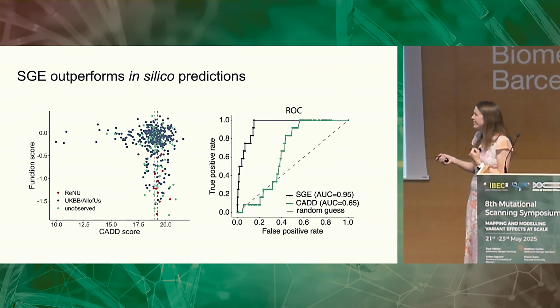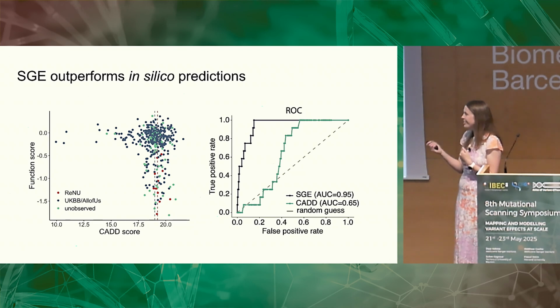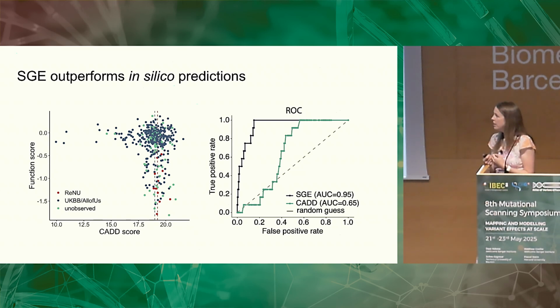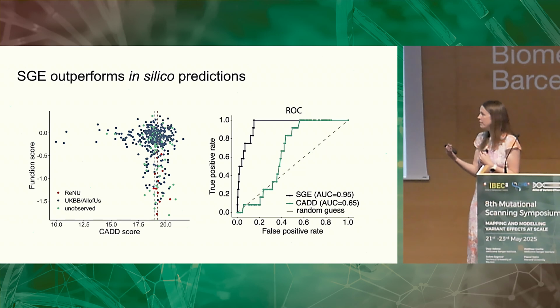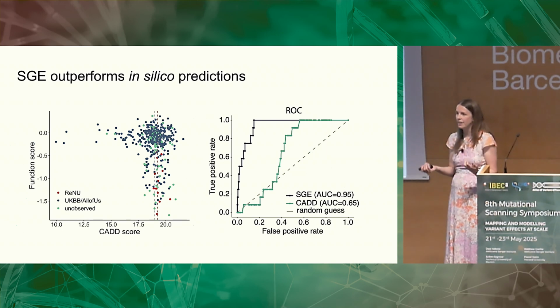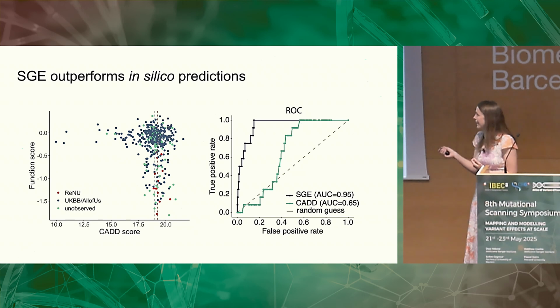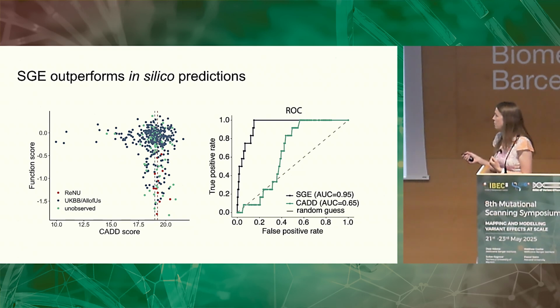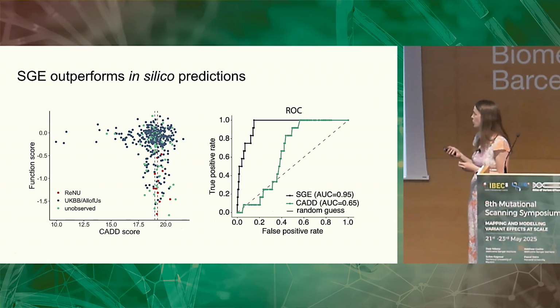So while there is a significant difference, with Renew syndrome variants having significantly higher CADD scores than population variants, if you drew a threshold that would classify all of the Renew syndrome variants as pathogenic, you'd also capture 60% of all variants across the entire gene. So basically CADD is pretty useless with an AUC of 0.65, compared to the SGE, which has a really high AUC of 0.95.